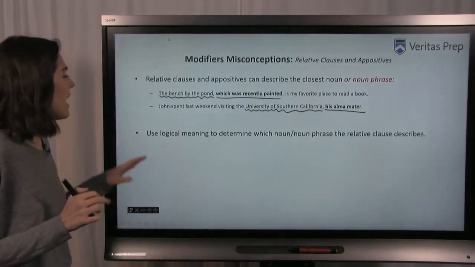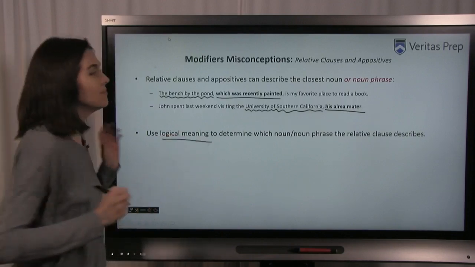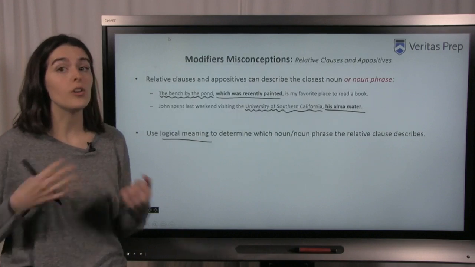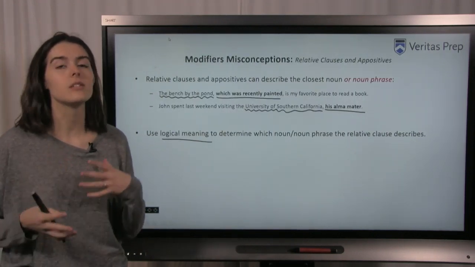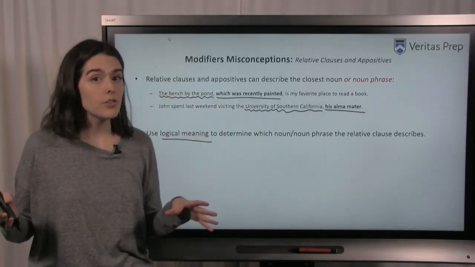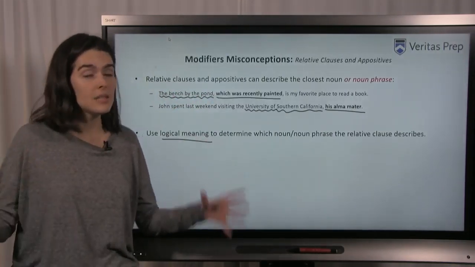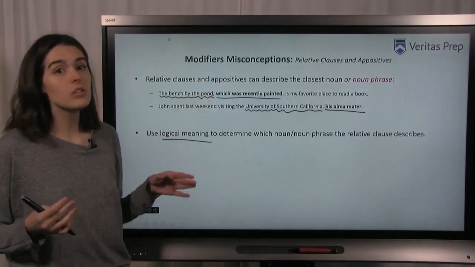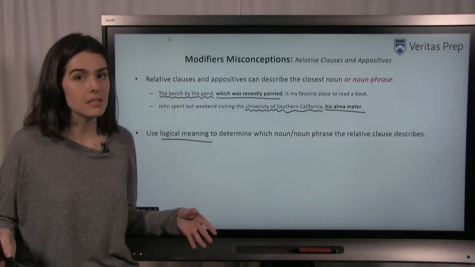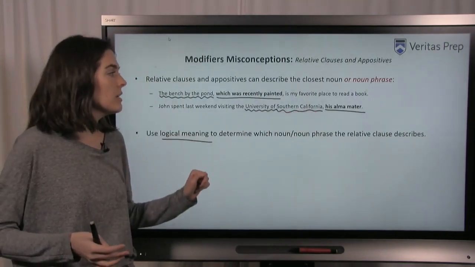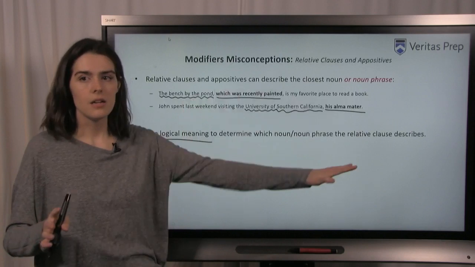Which means we have to use logical meaning once again to determine which noun or noun phrase the relative clause describes. Now, if we have either a noun or a noun phrase it can describe, it doesn't mean that it's ambiguous if the meaning is clear. So here, technically could describe pond, but that doesn't make sense. Not allowed. Technically could describe Southern California, but it doesn't make sense. Not allowed.